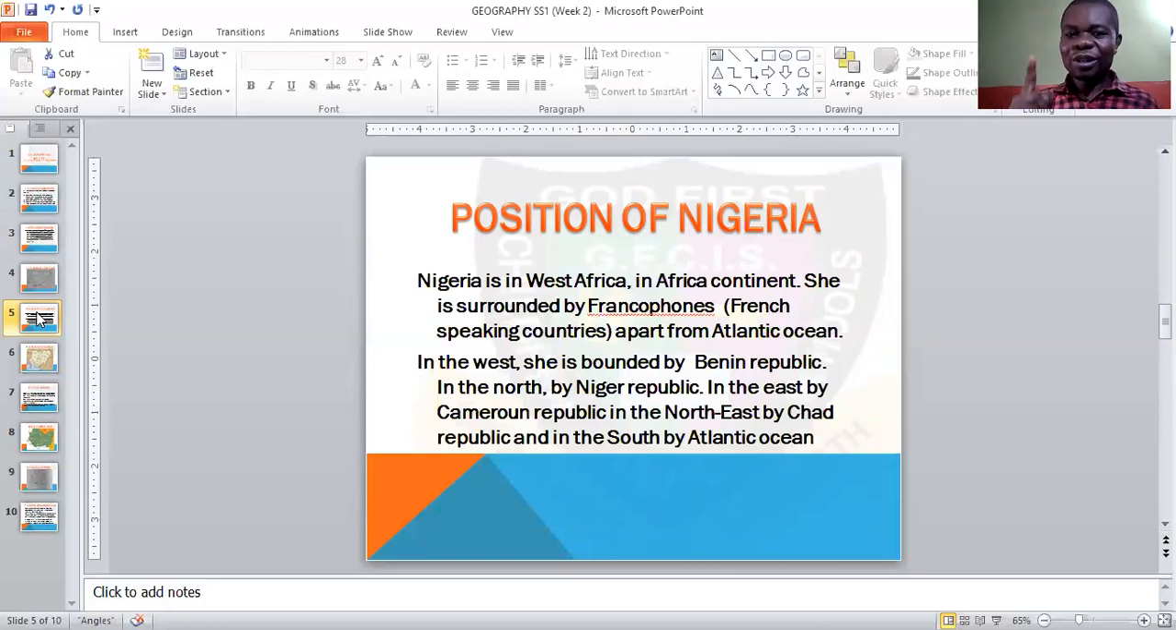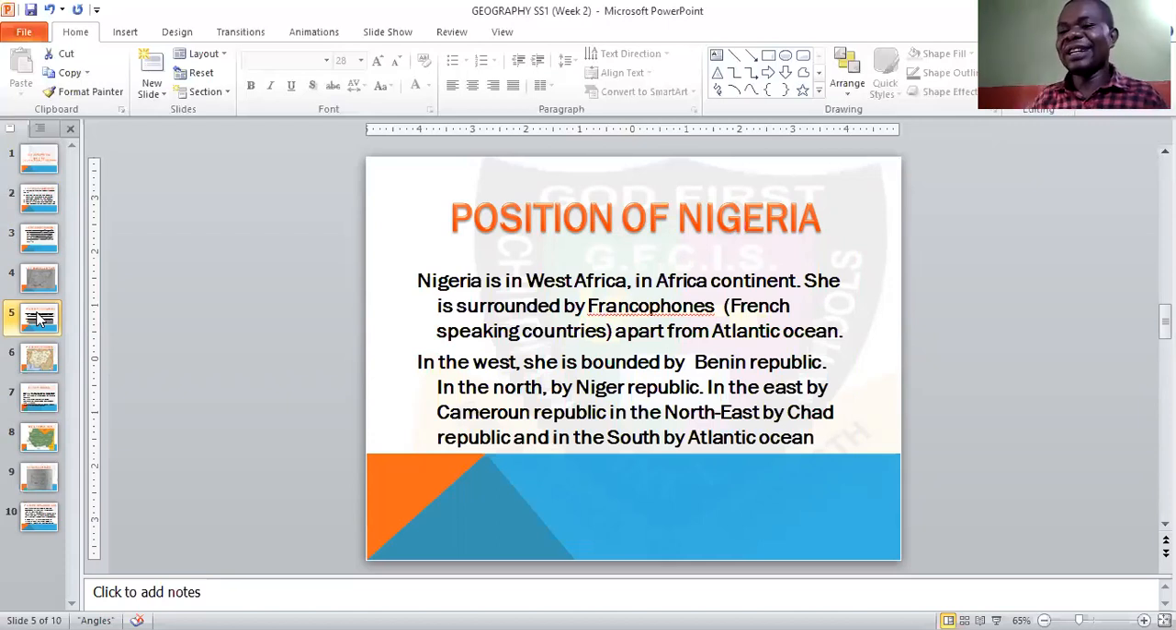In the North, Nigeria is bounded by Niger Republic. That is, when you go to the North, after the last state there, you enter Niger Republic. That is the boundary we have with another country. The country there is called Niger Republic in the north. We have another boundary in the west. That boundary is with a country also called Benin Republic. Then in the east, we also have another boundary with Cameroon Republic.